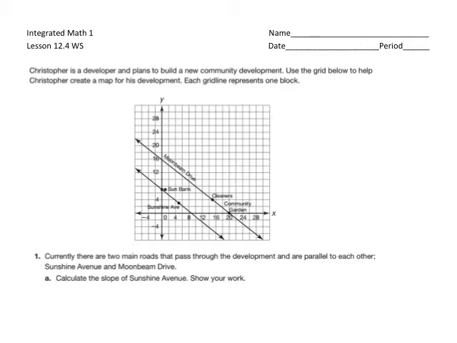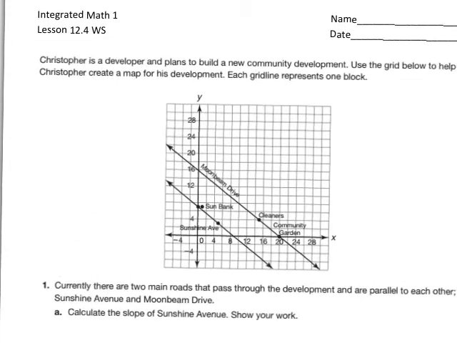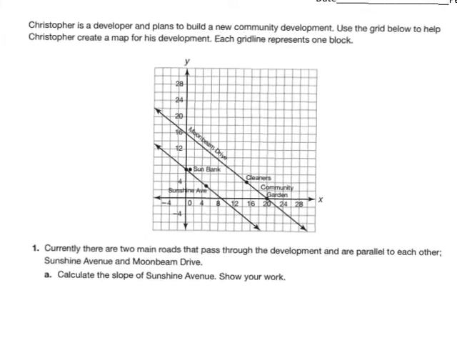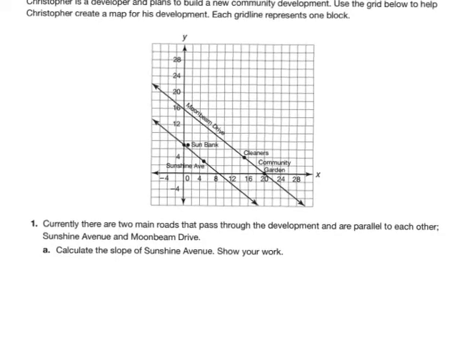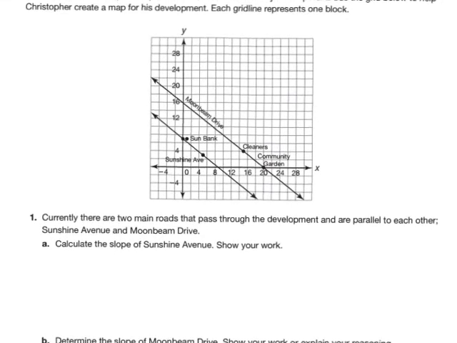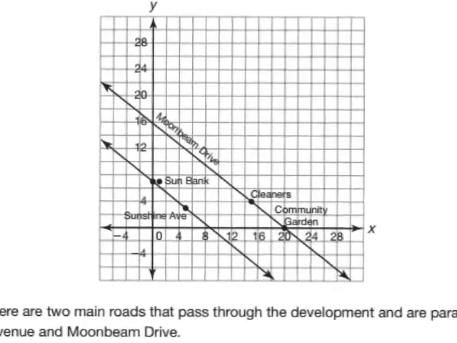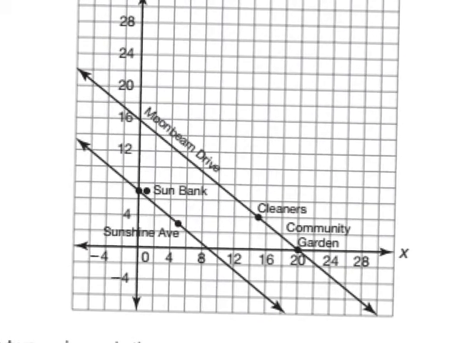Alright, number one. Christopher is developing plans for a new community development. Use the grid below to help Christopher create a map of this development. Each grid represents one block. Okay, zoom in on this.